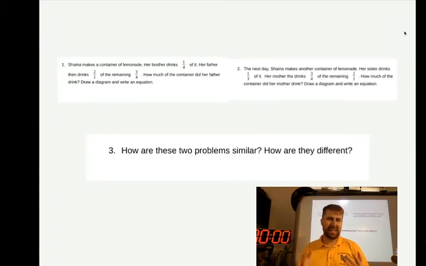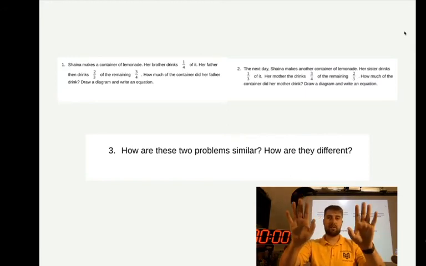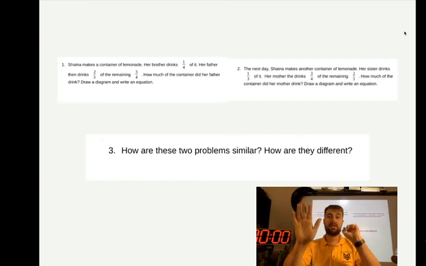Awesome. So now we're going to ask ourselves, how are these two problems similar and how are they different? Well, I know they're similar because each problem had 3/4 and 2/3. We multiplied those two together. We know the commutative property says no matter what order you multiply factors in, you get the same product. So whether we went 2/3 times 3/4 or 3/4 times 2/3, we got 6/12 both times.